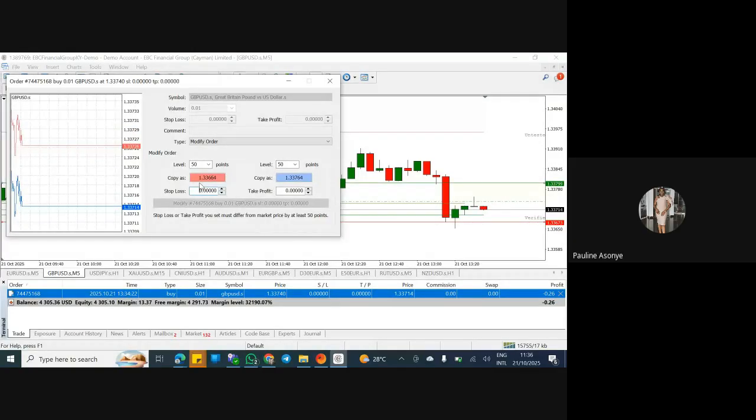People should do it before the market retraces. It's already retracing. Yes, this is Humphrey. Our stop loss is 1.33673. Yes, the market has gone below, so let's just increase it a bit.